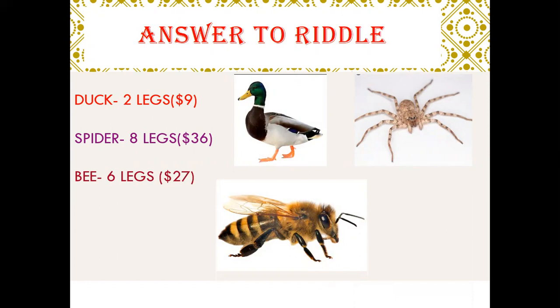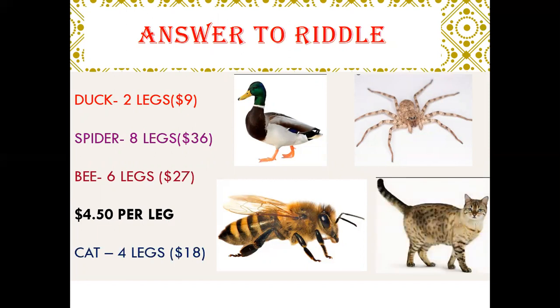Can you notice that per leg, the animal is given $4.50, right? $4.50 per leg, if you really observe. Because 9 for the duck, 9 divided by 2 will give you 4.5. For the spider as well, 36 divided by 8 will give you 4.5. And for the bee as well, 27 divided by 6 will give you 4.5. So each animal in this video was given $4.50 per leg. So for a lovely cat, a cat has 4 legs, so a cat would get $18. So if you said $18, you're right.